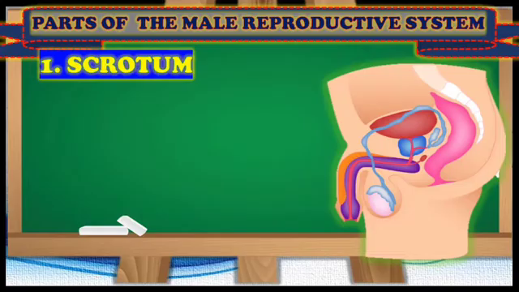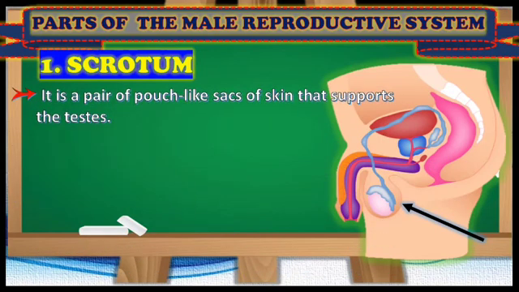So, let's now proceed to the parts and functions of the male reproductive system. The number one is scrotum. So, this is the scrotum. The scrotum is a pair of pouch-like sacs of skin that supports the testes.